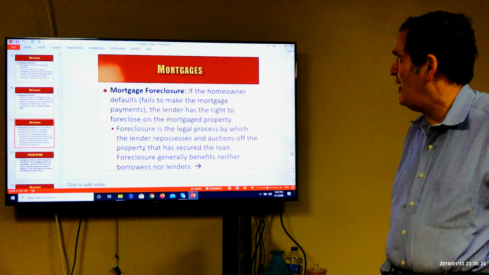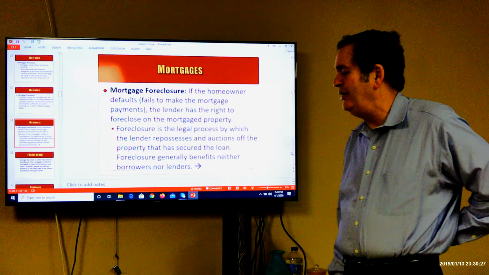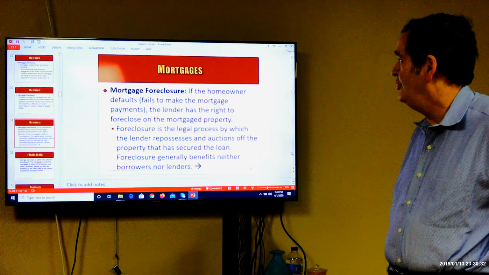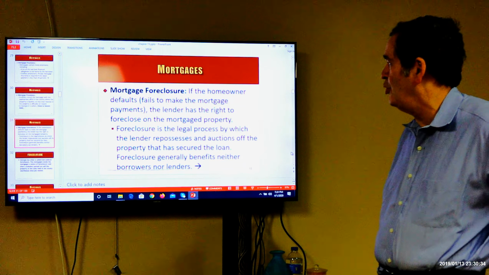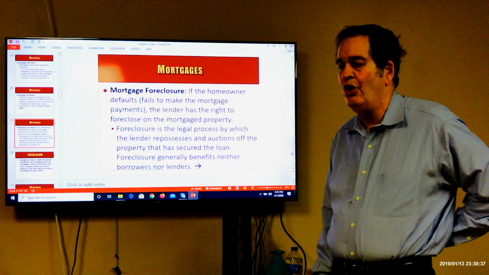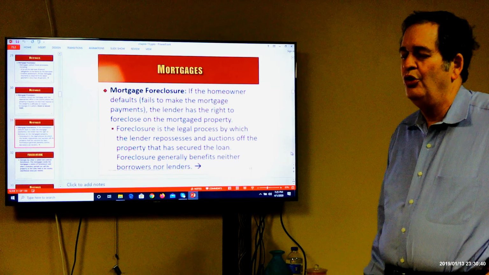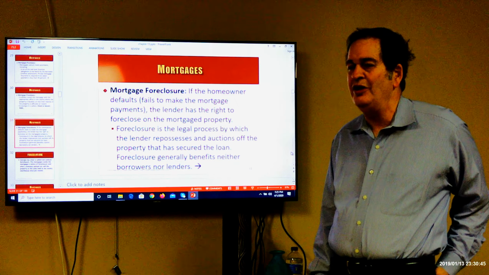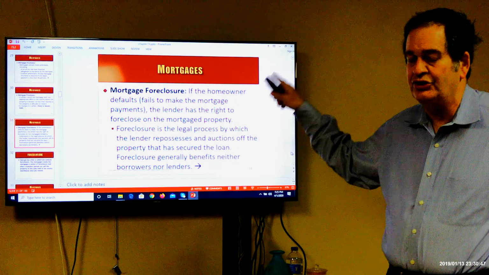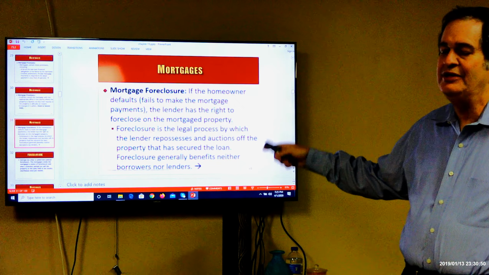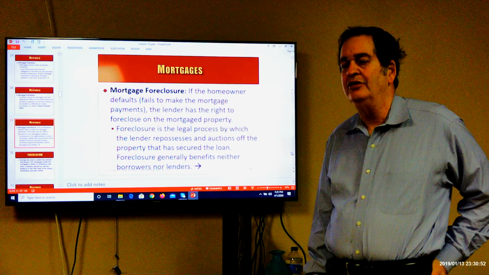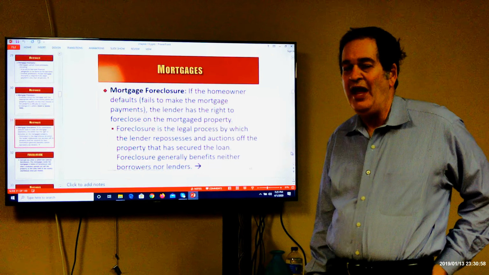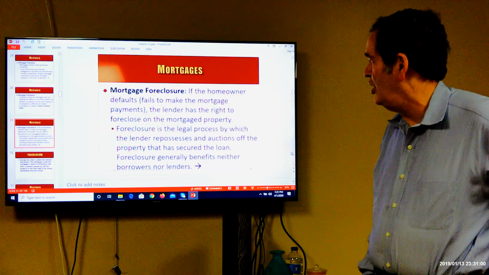Okay. Now let's talk about mortgage foreclosure. When a person defaults on their mortgage, the lender then has the right to foreclose on the mortgage property. It's actually called accelerating the loan. So there'll be a clause in your mortgage that says that should you default in one payment or any of those other obligations like insurance, maintaining the property, then the lender can declare the entire amount immediately due. And if you don't pay it immediately, then they have the right to foreclose.